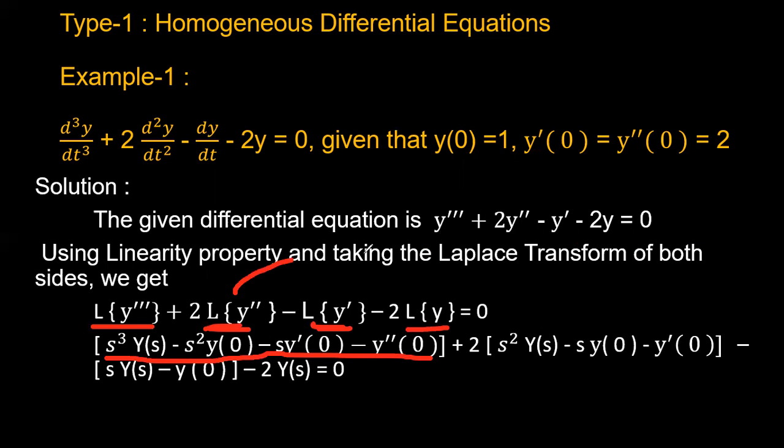So in place of the Laplace transform of y double dash, we write s square into y of s minus s into y of 0 minus y dash of 0. Similarly for y dash, it is s into y of s minus y of 0. What is the Laplace transform of y? That is nothing but your y of s.